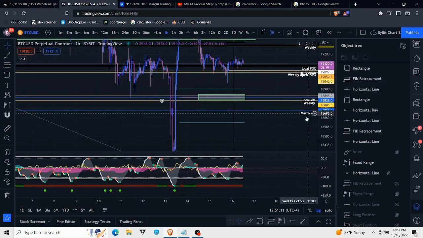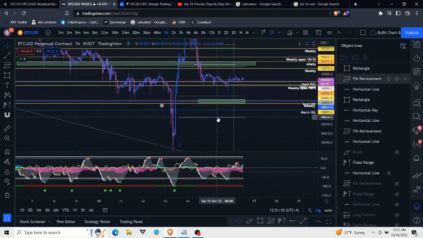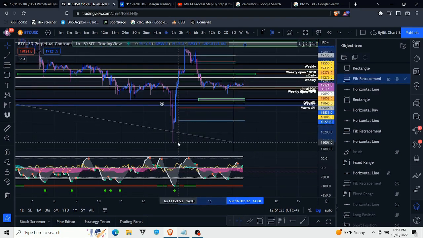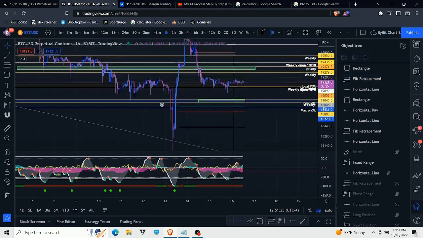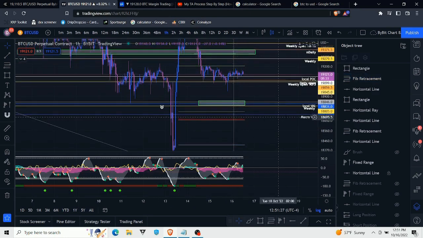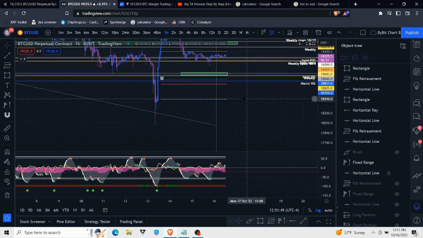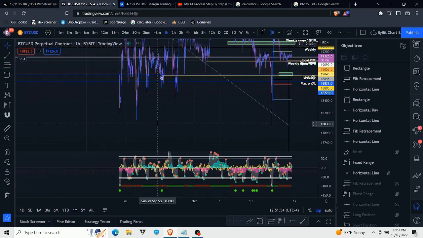We also have the macro value area low right below that local value area low. And if I just move this fib down to the wick, you can see that the golden pocket then lines up with the macro value area low as well. So I would expect these levels to act as support for us if we end up losing this area. And then, after that, I'd say probably the 786 of this fib. Then if we lose that, we could see a CDW from this wick down here.